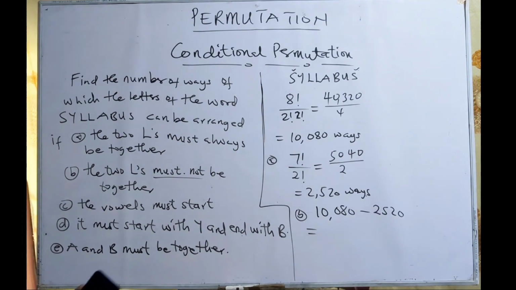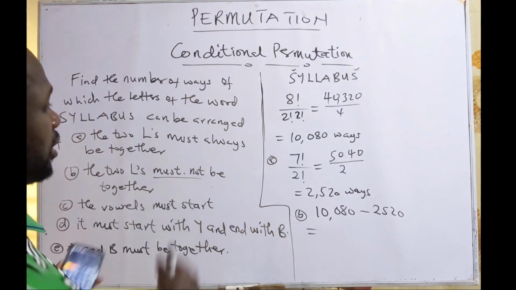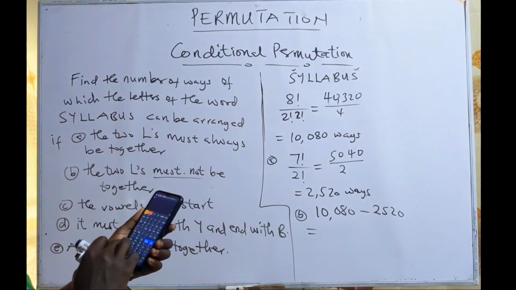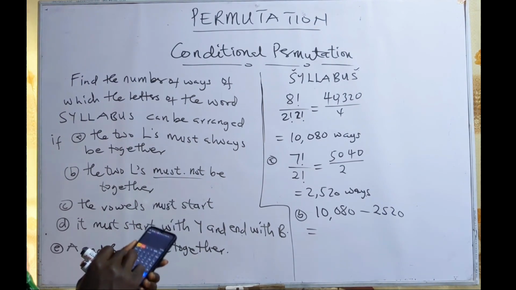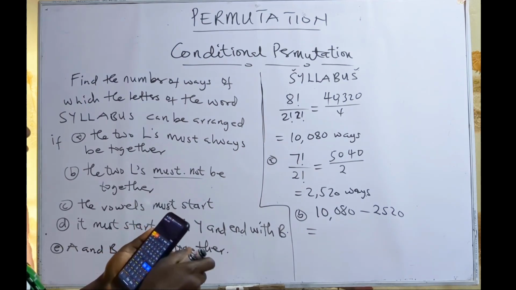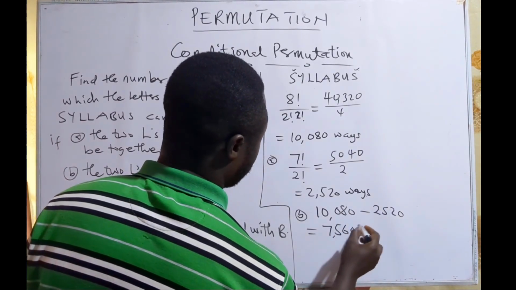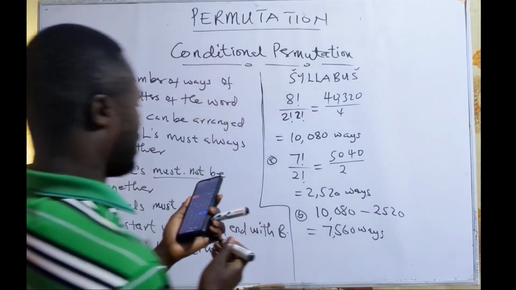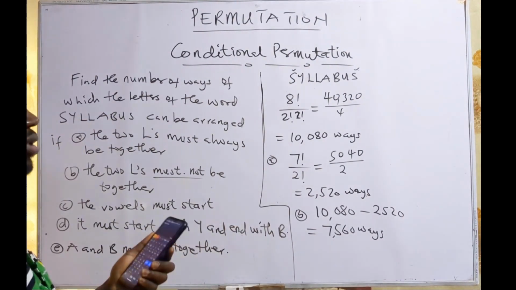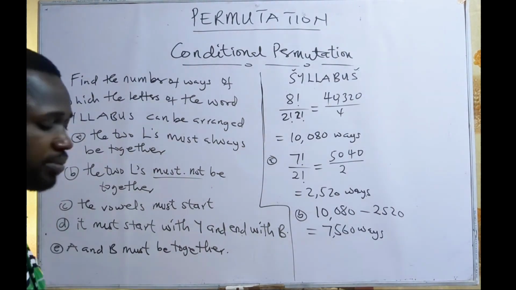So if the two L's must not be together, you find the arrangement of the word syllabus minus the two L's being together. So that is 10,080 minus 2520, and that will give us 7560 ways. That is when the two L's must not be together. All right, so let's continue.